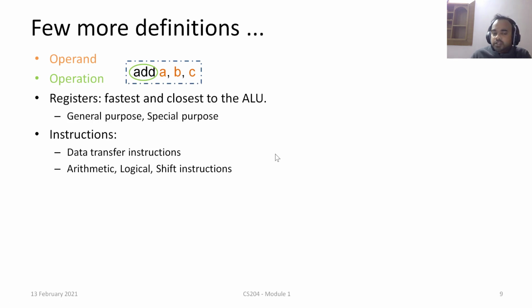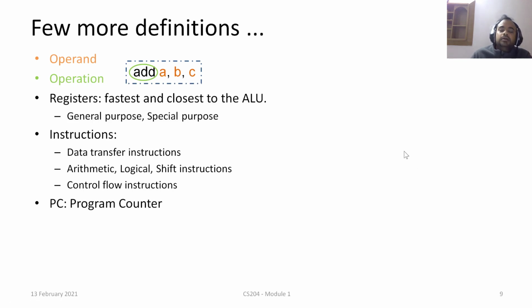Then there are arithmetic, logic, and shift instructions that perform the operations in the ALU, like add, subtract, multiply, divide, left shift, right shift, etc. The third type of instructions, which are quite new to you at this moment, are called control flow instructions. These would be branches, jumps, etc. We are going to look at each of these by taking RISC-V as an example.